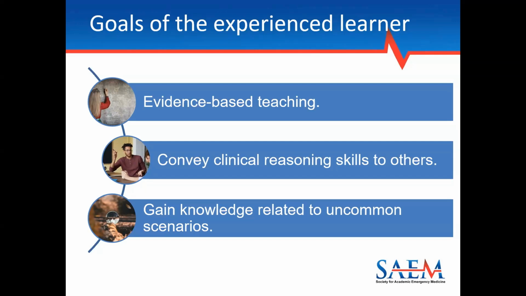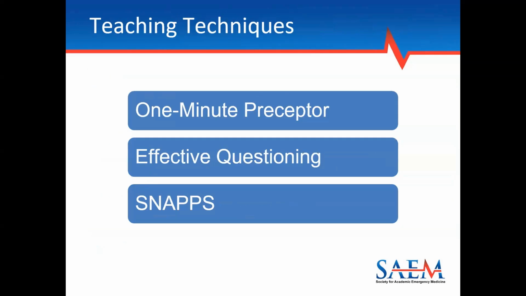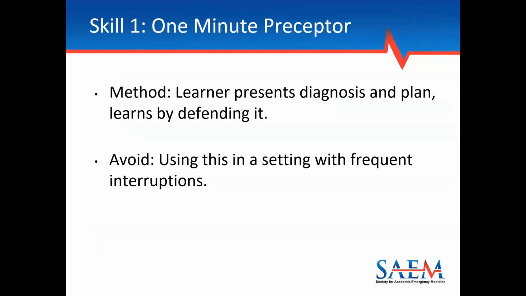The techniques that we're going to go over in the next few slides are the 1-minute preceptor, effective questioning, and SNAPS. So first, let's start with the 1-minute preceptor. This is one of the easiest and most effective teaching tools when we review the literature. It not only gets the learner to pick and really define a diagnostic plan, but they also get the opportunity to defend it. And this is a great method if you only have 1 to 2 minutes of dedicated time and the learner is in a good place to talk about a case.